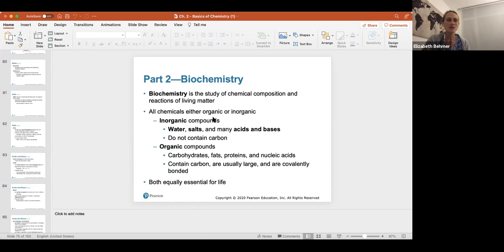Someone asked in the chat if you need to know how to identify the bonds by the pictures. No, all you need to know are descriptions of what a covalent, ionic, and hydrogen bond is. So there will be no picture questions regarding bonds. Good question.